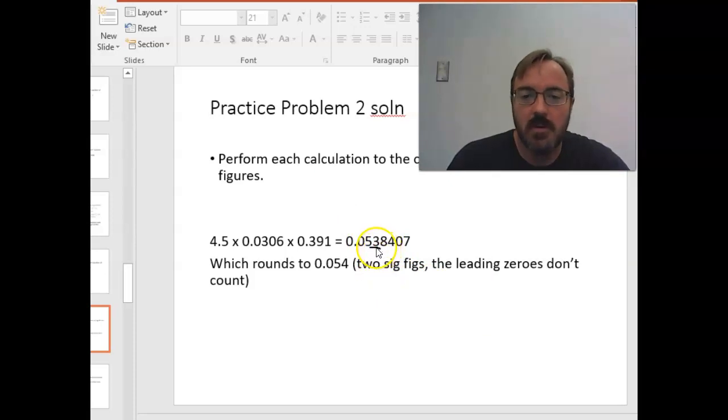So you have a mark here, and that lets you know for any future operations, this number only had 2 sig figs, or it was limited to this decimal place. Okay.